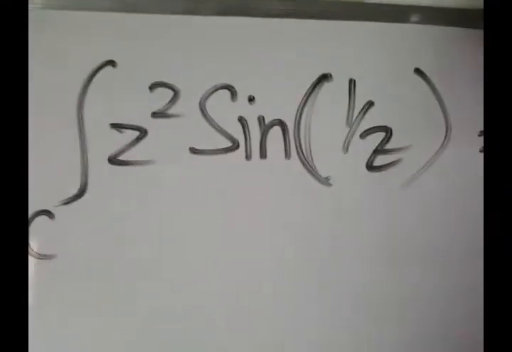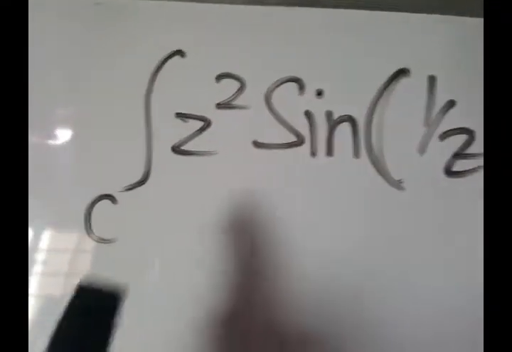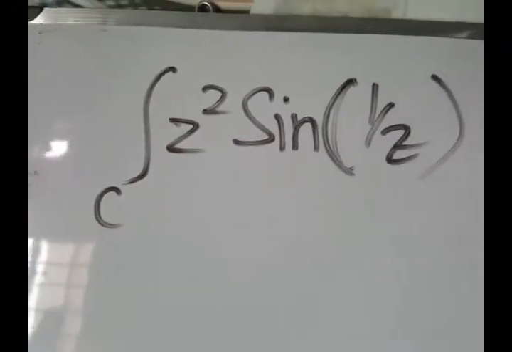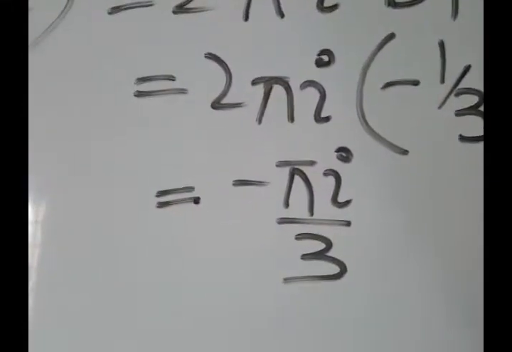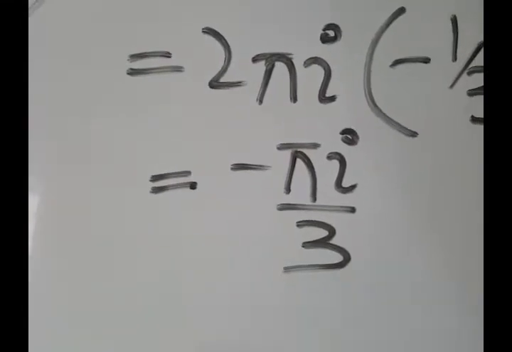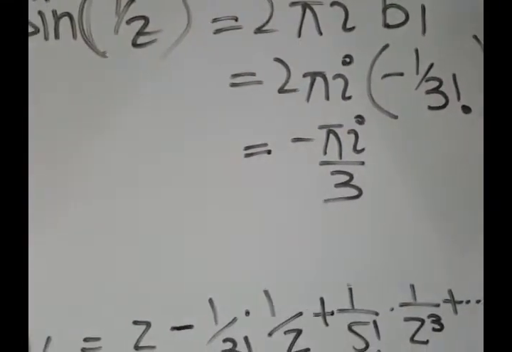So the integral of z square sine 1 by z over contour C, that is our unit circle with radius 1, is minus pi iota by 3. So this way residue helps us to evaluate such integrals.